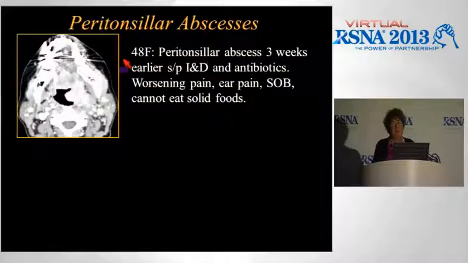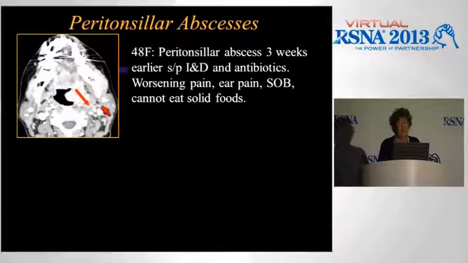Now, another case with a complication. This woman had had 3 bouts of peritonsillar abscesses over a fairly long period of time. They I&D'd it. They put her on antibiotics. Her pain's worse. She's got shortness of breath. And you'll notice that this infection has gone back and gone around the carotid space.